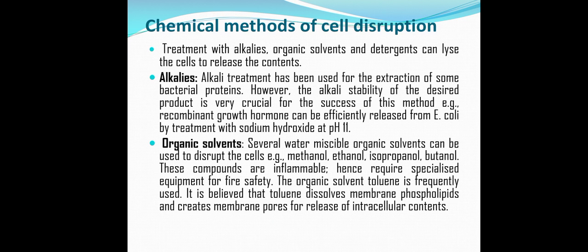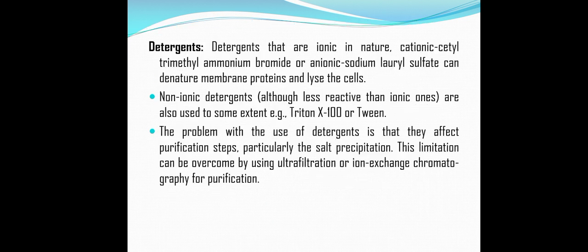The next method is the organic solvent. There are several water-miscible organic solvents which can be utilized for cell disruption. Examples include methanol, ethanol, isopropanol and butanol. As these organic solvents are inflammable, they require specialized equipment for fire safety. The organic solvent toluene is frequently utilized, and it is believed that toluene dissolves the membrane phospholipids and creates membrane pores for the release of the intracellular product, which is beneficial for gram-negative bacterial cells.